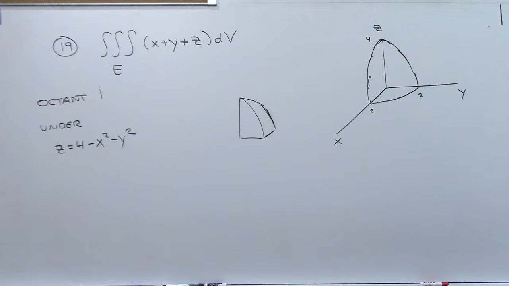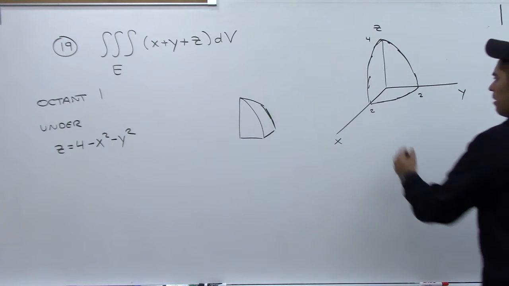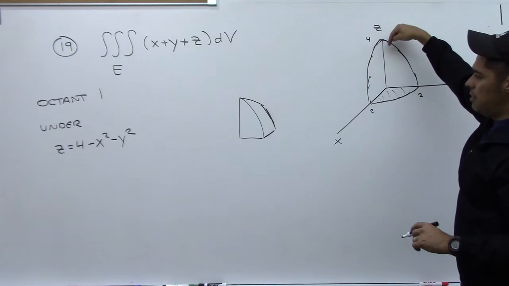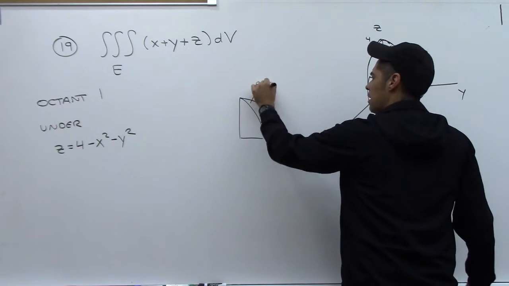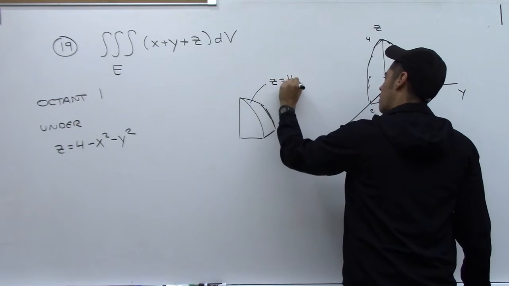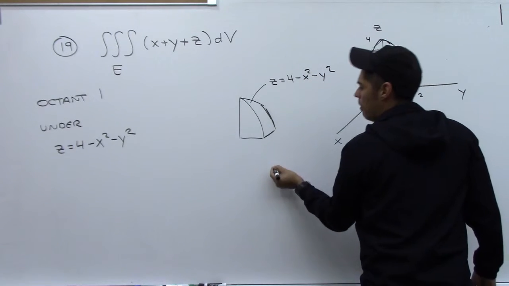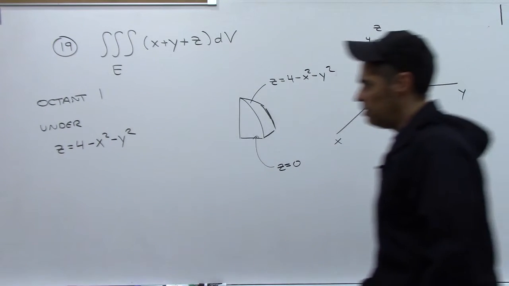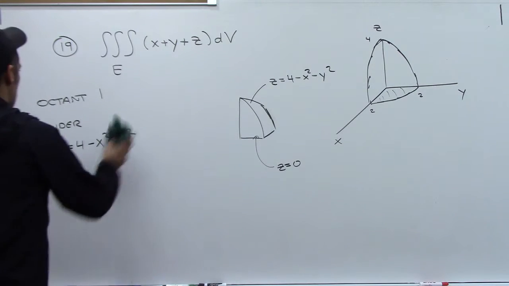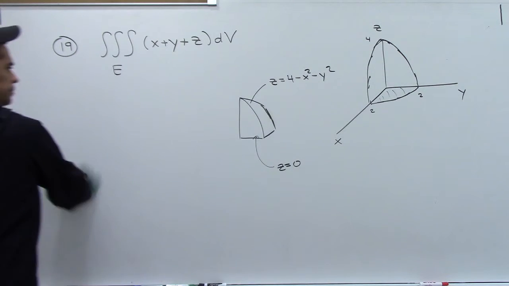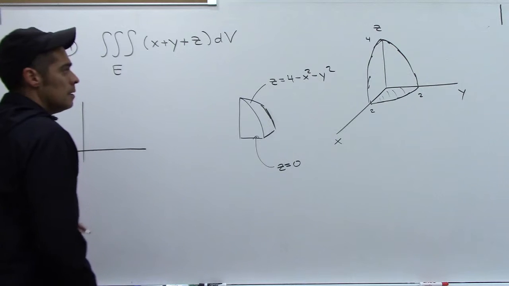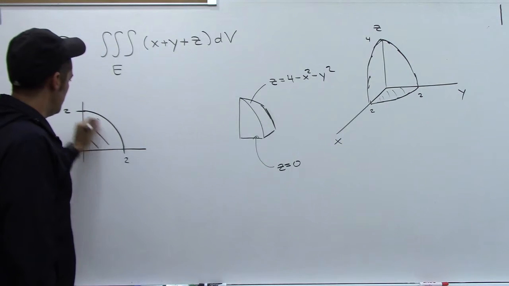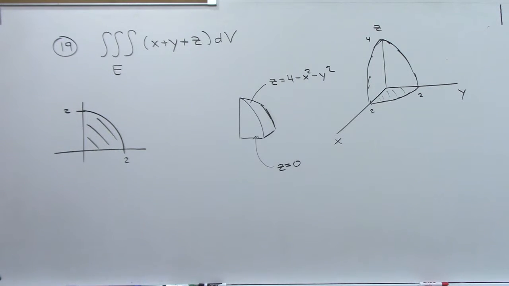If I'm looking at this solid, the ground here is going to be that region, but the top of it is actually the paraboloid. So the top is z equals 4 minus x squared minus y squared. The bottom is z equals 0. The projection of that onto the xy plane gives me 2 here, 2 here, everything in here. And that's a pretty decent polar region.